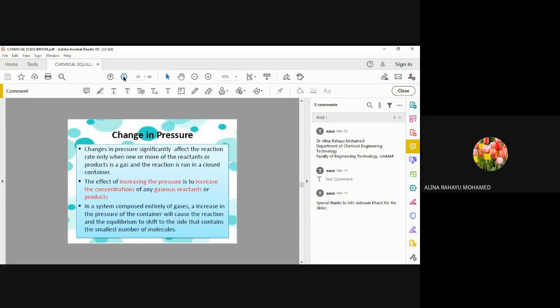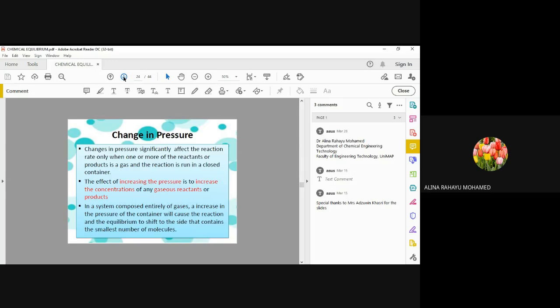For pressure on equilibrium, changes in pressure significantly affect the reaction rate only when one or more of the reactants or products is a gas and the reaction is run in a closed container. So there are two requirements. The first requirement is that one or more of the reactants or products is a gas. The second is that the reaction must be run in a closed system or closed container.